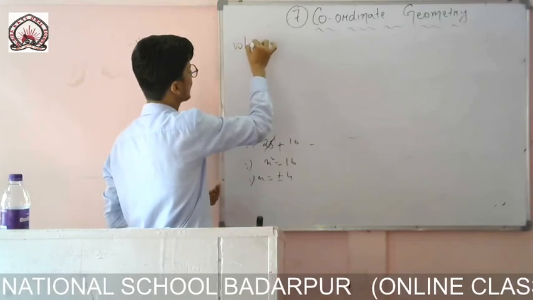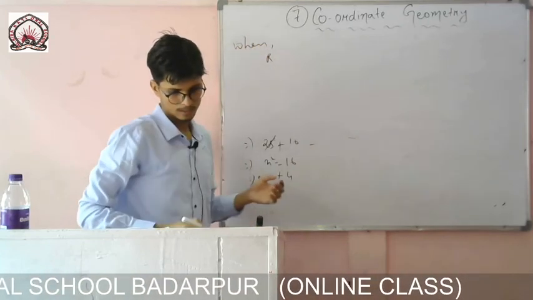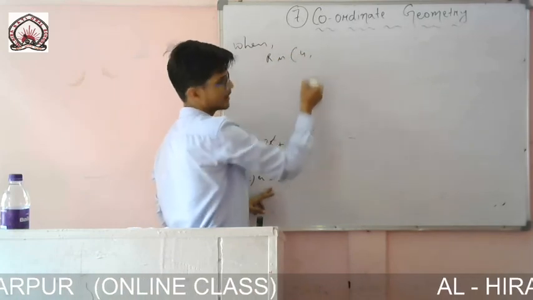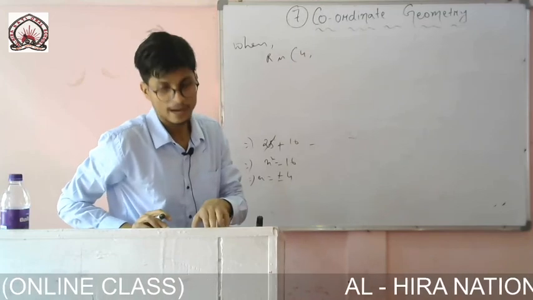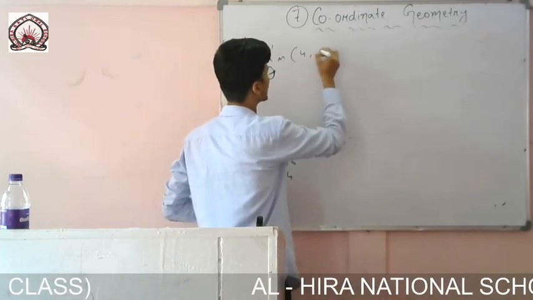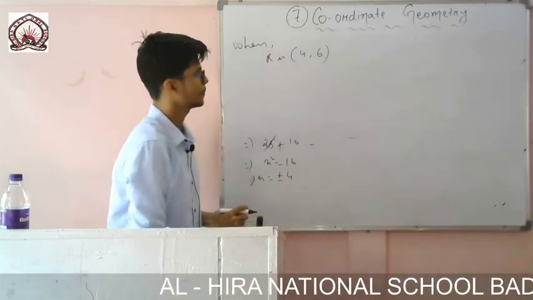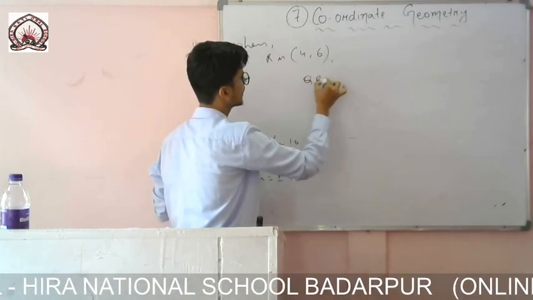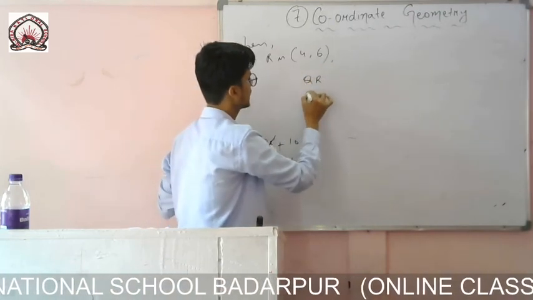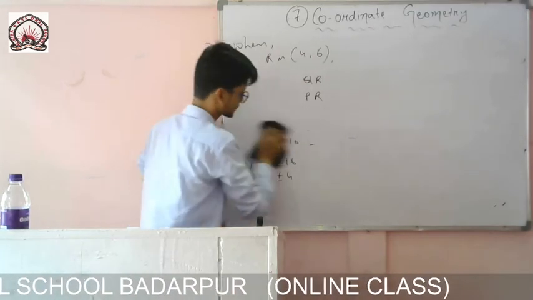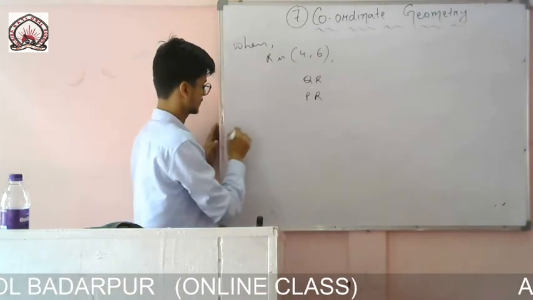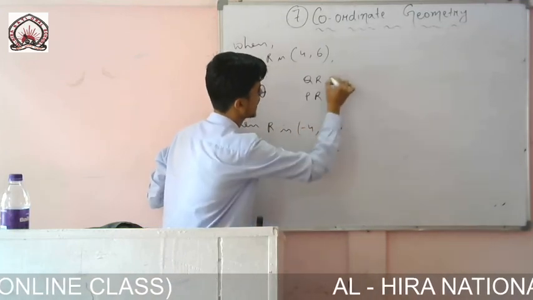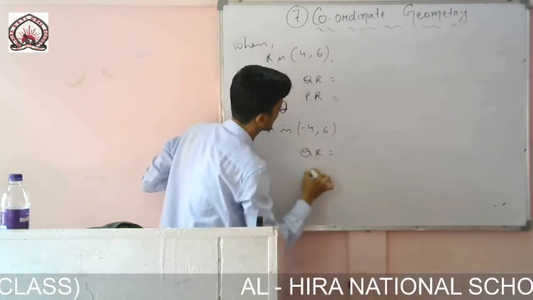So you write like this: when R is 4,6, I will take plus 4. In the question R is given as x,6, so in place of writing x, I will write plus 4 one time. So one time I will take R as 4,6 and find QR, and the question also asks to find PR. And when R is minus 4,6, then again I will find the same, QR and PR.